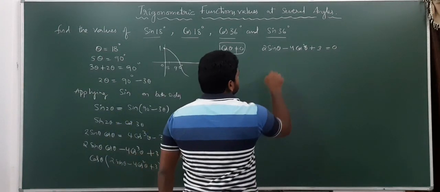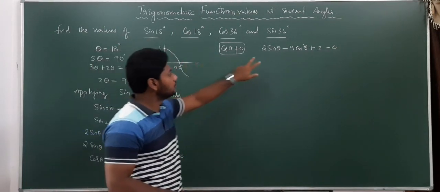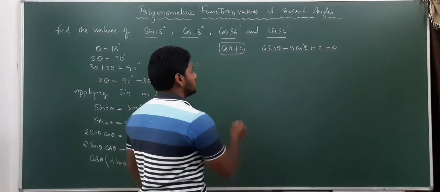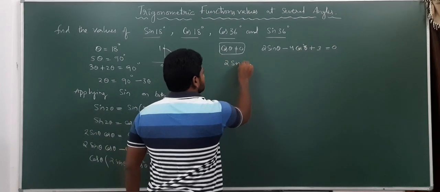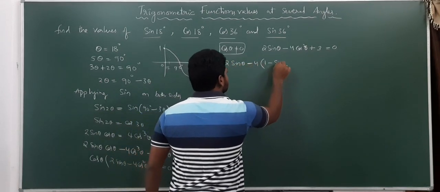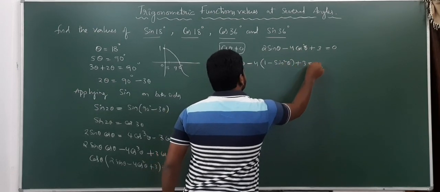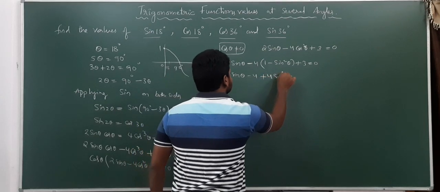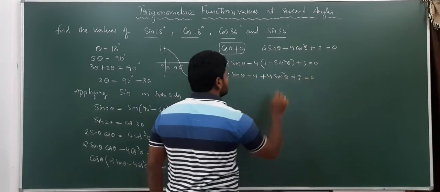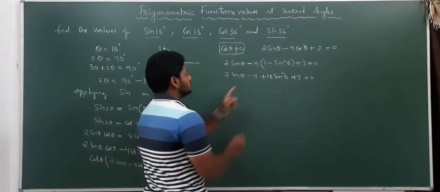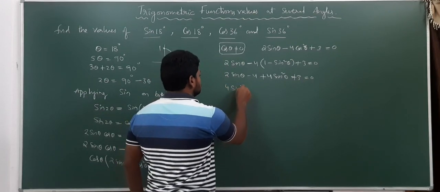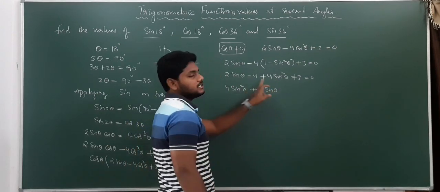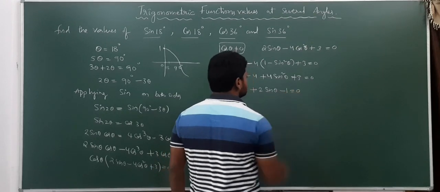Now, see what I will do is, we need sine now. So this cos square I will convert in terms of sine square. Then the whole equation will be in terms of sine. So this is 2 sin theta minus 4 into cos square theta, I can write as 1 minus sine square theta, plus 3 equal to 0. Which will be 2 sin theta minus 4 plus 4 sin square theta plus 3 equal to 0. Simplify this equation. This is 4 sin square theta plus 2 sin theta minus 4 plus 3, which is minus 1, equal to 0.